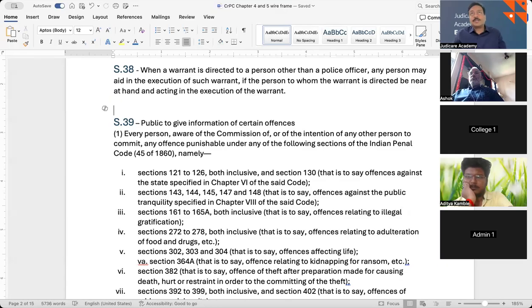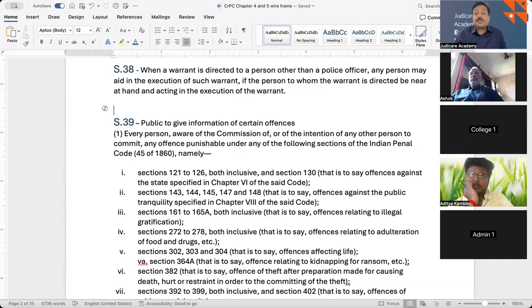Now the purpose of the section is it aims to ensure that the warrants can be effectively executed, even when the person to whom the warrant is directed is not a police officer. There might be a situation where a warrant is executed to produce somebody to the magistrate or summon him to the nearby police station or something like that.